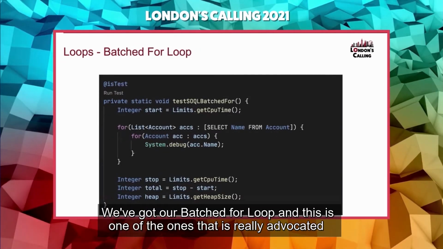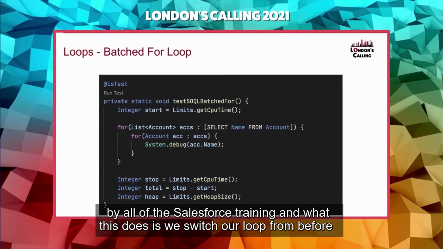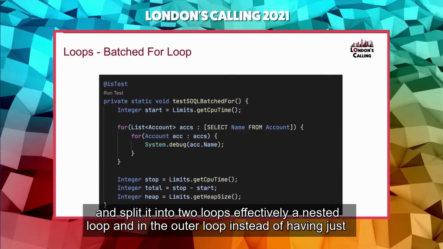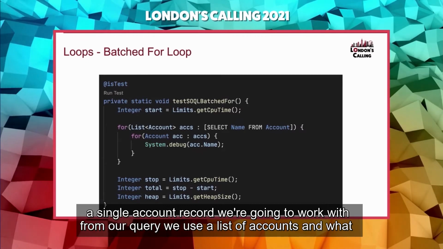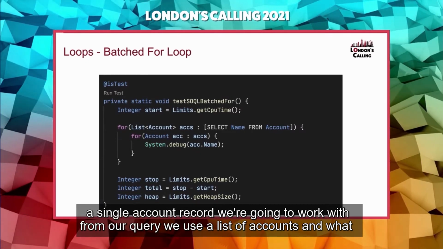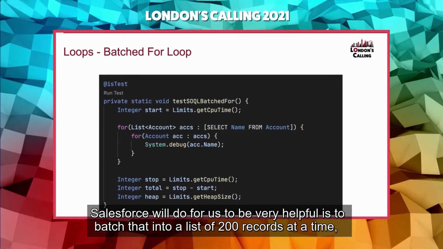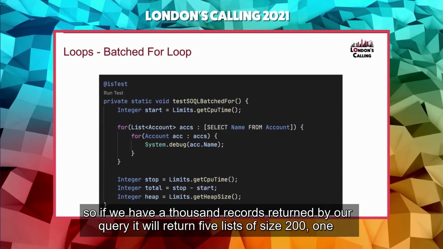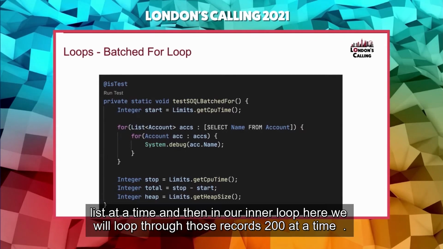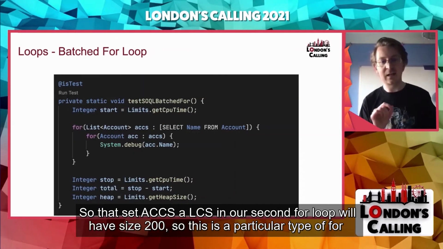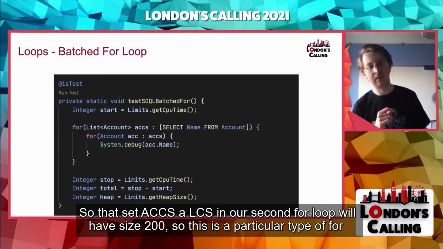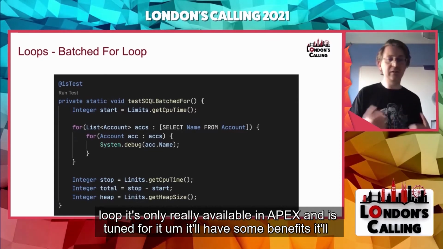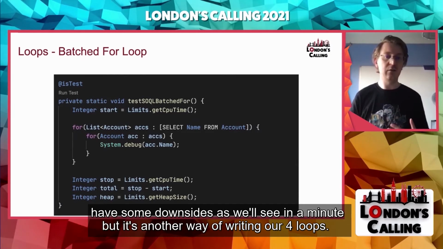We've got our batched for loop, and this is one of the ones that is really advocated by all of the Salesforce training. What this does is we switch our loop from before and split it into two loops, effectively a nested loop. And in the outer loop, instead of having just a single account record we're going to work with from our query, we use a list of accounts. And what Salesforce will do for us, to be very helpful, is to batch that into a list of 200 records at a time. So if we have 1,000 records returned by our query, it will return 5 lists of size 200, one list at a time. And then in our inner loop here, we will loop through those records 200 at a time. So that set, ACCS, in our second for loop will have size 200. So this is a particular type of for loop that's only really available in Apex and is tuned for it. It will have some benefits, it'll have some downsides, as we'll see in a minute, but it's another way of writing our for loops.